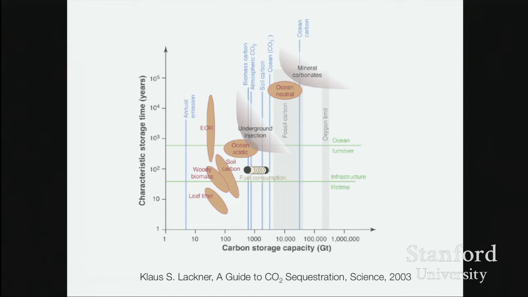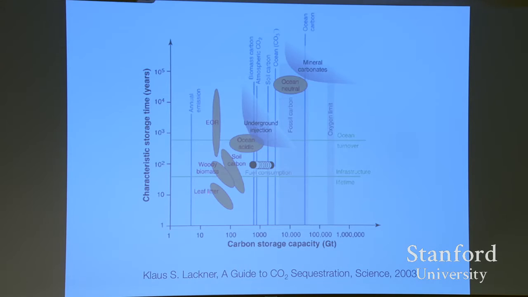There's a lot of lines and things on this diagram. I just want to draw your attention to a few of them. So here's what I mentioned earlier. The issue with soil carbon is that we could potentially store a decent amount of it, but it doesn't stay stored for very long. Here's underground injection. We have a huge storage capacity, and we think it'll stay there for maybe tens of thousands of years, which is pretty good. And then we can go up to mineral carbonates, which has both a massive storage capacity and a really long characteristic timescale.